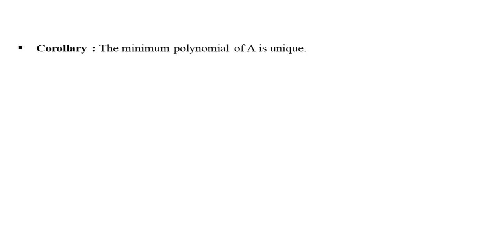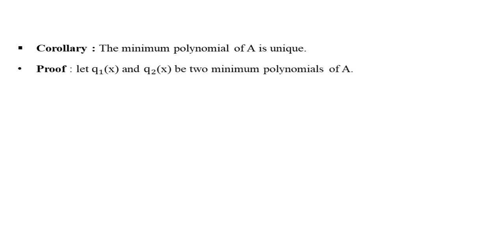Corollary to the previous proposition. The minimum polynomial of the matrix A is unique. Students, here we have to prove that if there are two minimum polynomials, then they are equal. Proof. Let q1 of x and q2 of x be two minimum polynomials of matrix A.